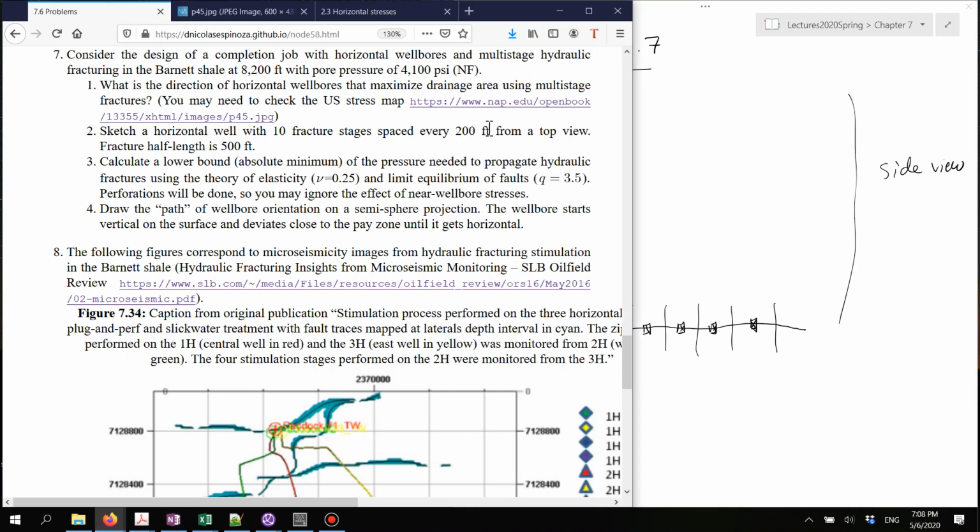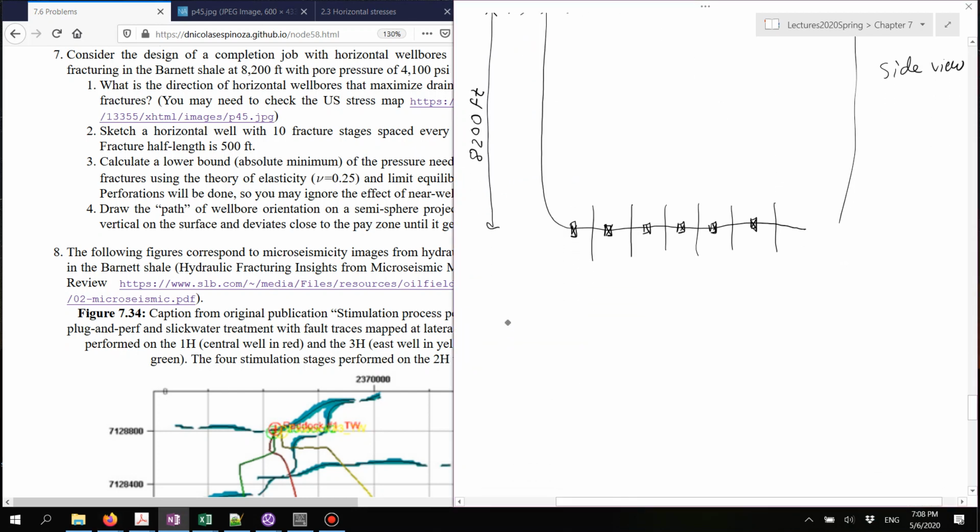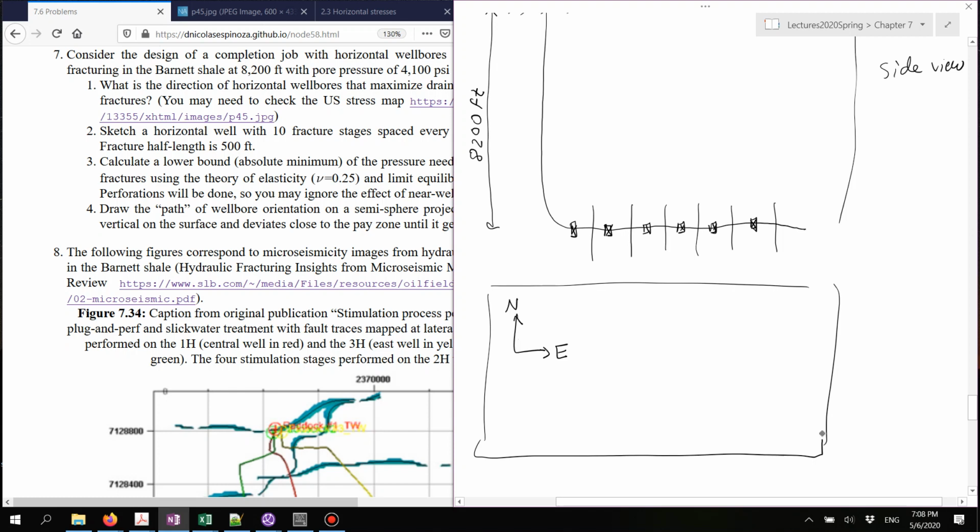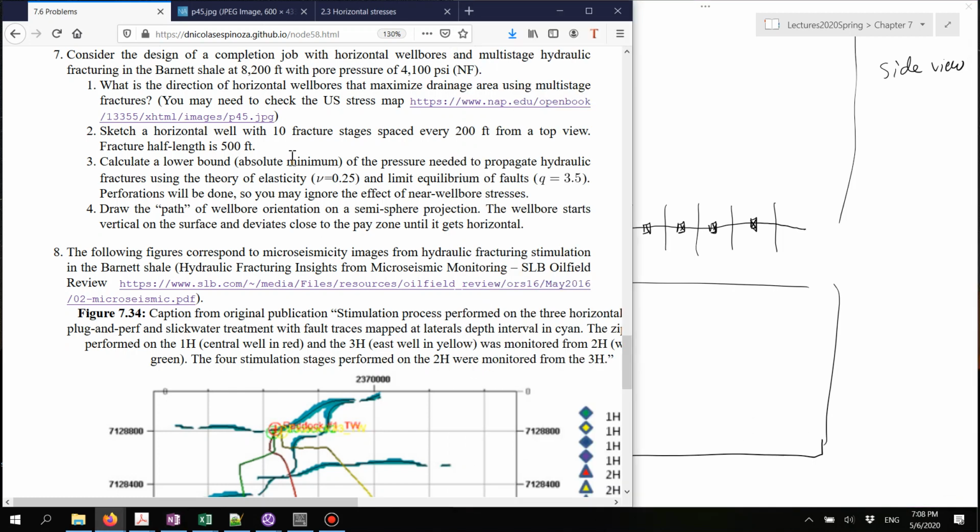So how would this look from a top view? Please, when you do that, consider that this is going to be the north, this is going to be the east, and I like to see in this top view the actual orientation of your horizontal wellbore, where those fractures are respecting the geometry that I'm telling you over here. With 10 fracture stages, just one perforation cluster for each stage, with the dimensions that are mentioned over here, including the fracture half length.